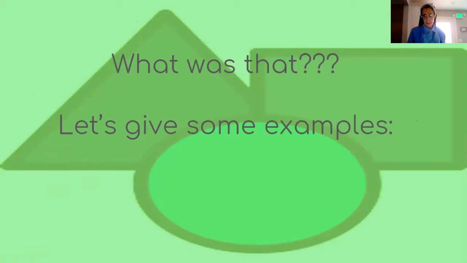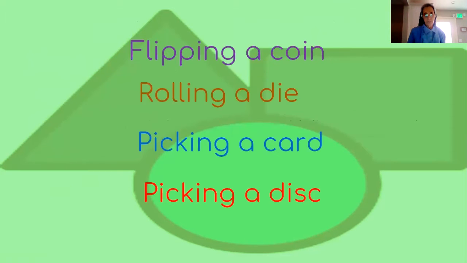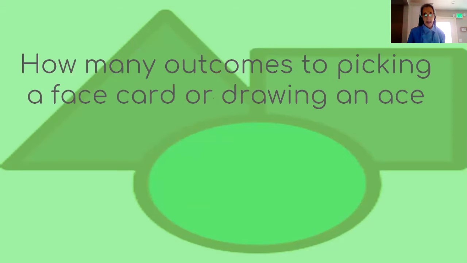So let's get some examples here. Flipping a coin, your outcome is heads or tails. Rolling a die, 1, 2, 3, 4, 5, 6. Picking a card, you have 52 different outcomes. Picking a disc based on the number of colors or however you distinguish different discs from each other. How many outcomes are there to picking a face card or drawing an ace?